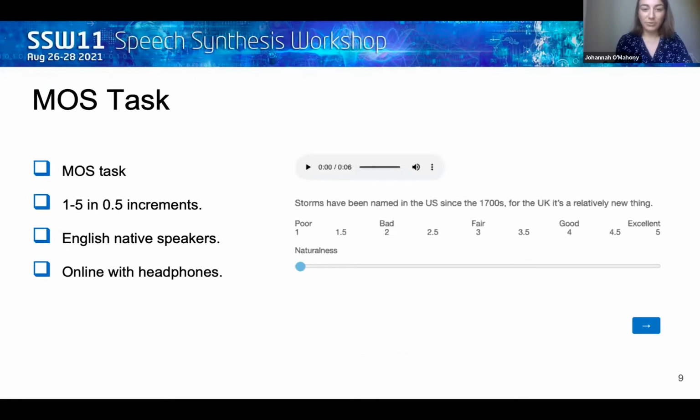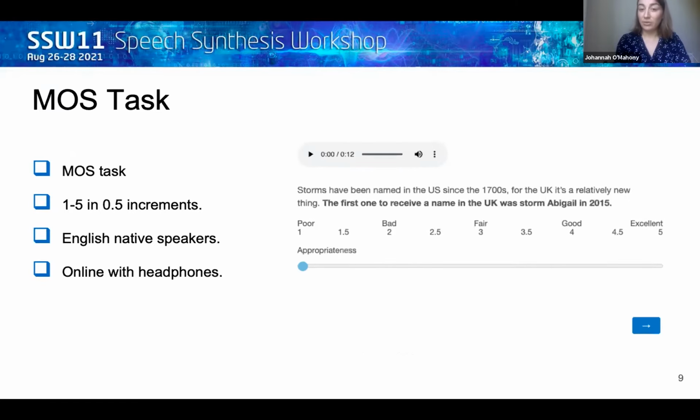The general MOS task was just as you would expect. We used a 1 to 5 scale with 0.5 increments. That's also following the Clark paper because we wanted to keep it as close as possible. We recruited US English native speakers and everything was online with headphones, and anyone who said they didn't have headphones was removed. The interface looked as follows for single sentences, but where they heard the sentence in context, the target sentence was presented in bold, and they were made aware of this in the instructions.